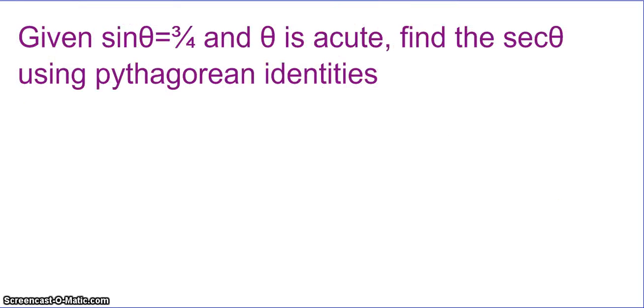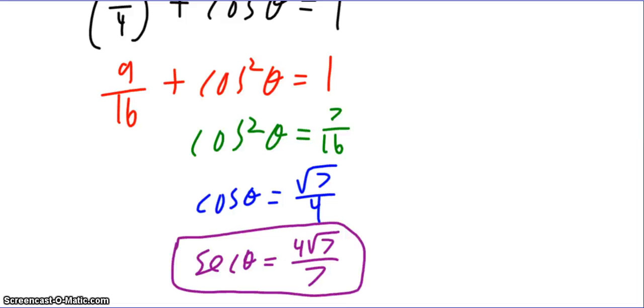Okay, so now let's see an example using the Pythagorean identities. If I give you that the sine of theta is 3/4 and theta is acute, find the secant of theta using the Pythagorean identity. So I want you to pause the video and come back when you think you got your answer. Alright, hopefully you got that the secant of theta was 4√7/7.